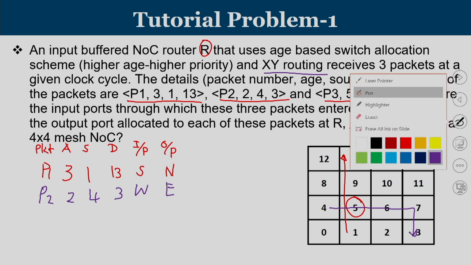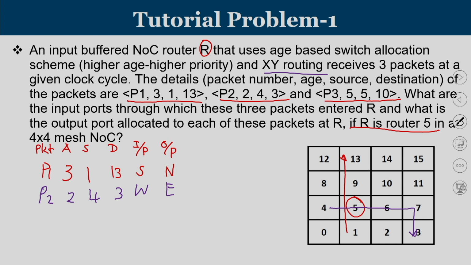Now, let us look into what happens to the third packet. The third packet is P3, its age is 5 and it is travelling from 5 to 10. With respect to 5, the current router, there is a packet travelling from 5 towards 10, meaning it is a locally injected packet, and it will travel like this. So, a newly created packet from router number 5 comes through the local input port and also wants to go east. So, this is the scenario.